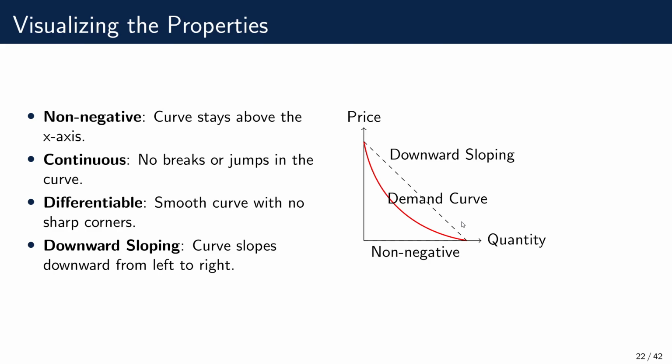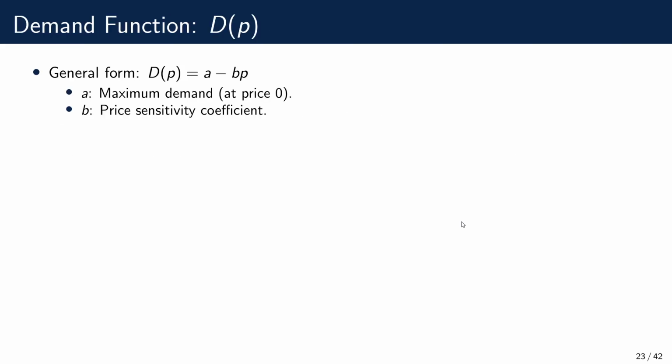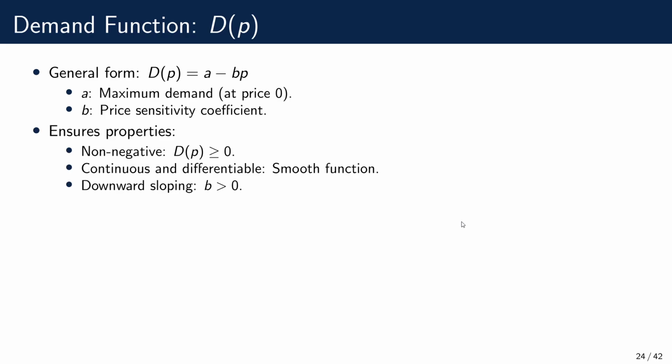Now, just quickly remember the demand function. This is how our demand function was, where A is the maximum demand at price 0, which we call the market size, and B is the sensitivity, how price will affect the overall demand. So this property ensures that this function is smooth.